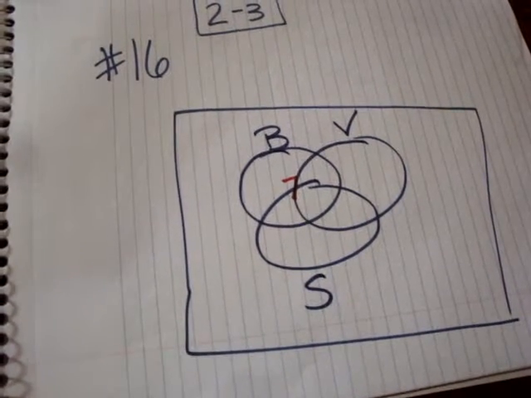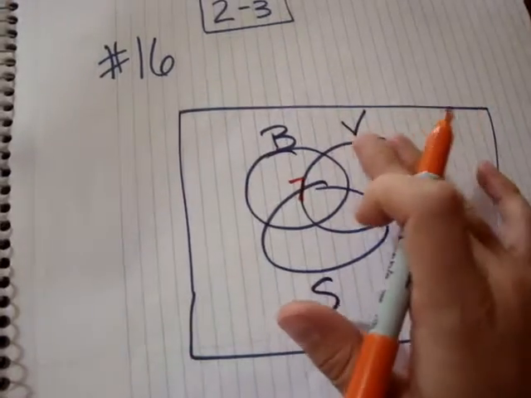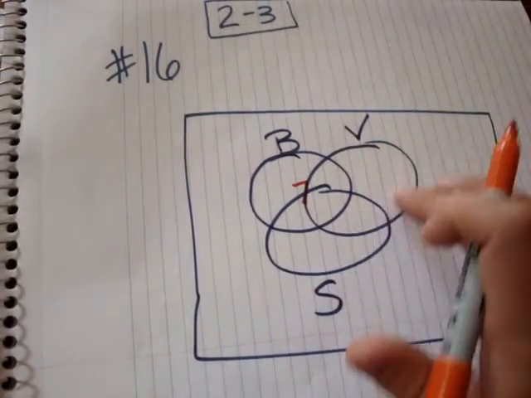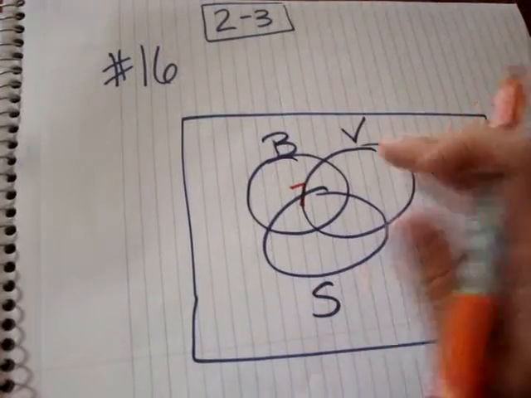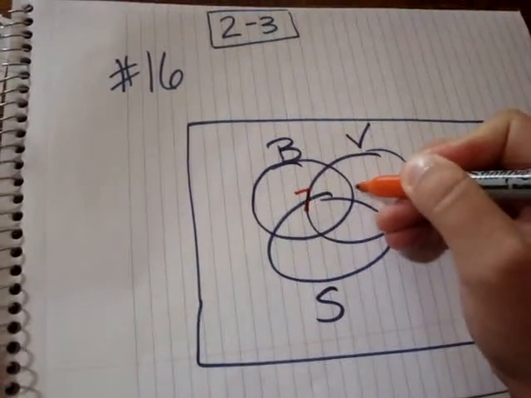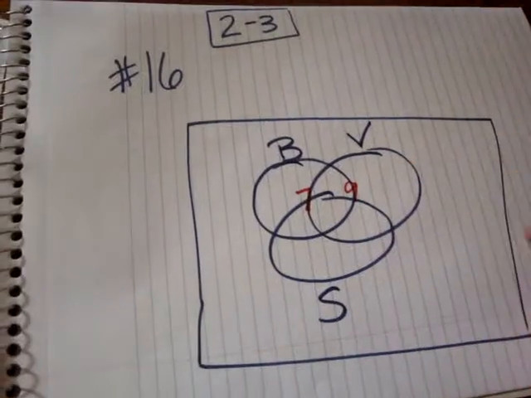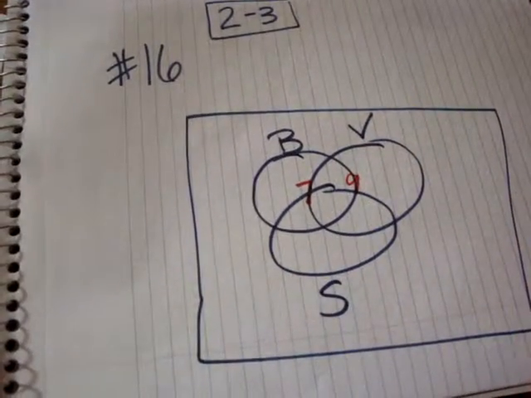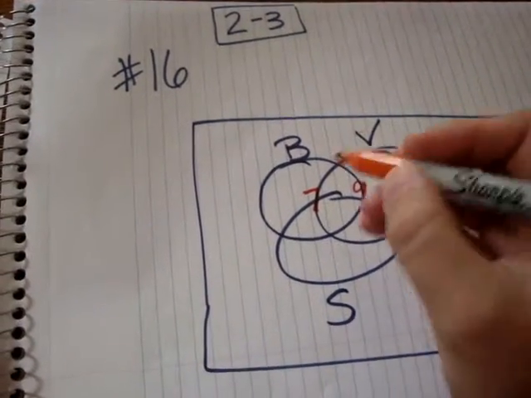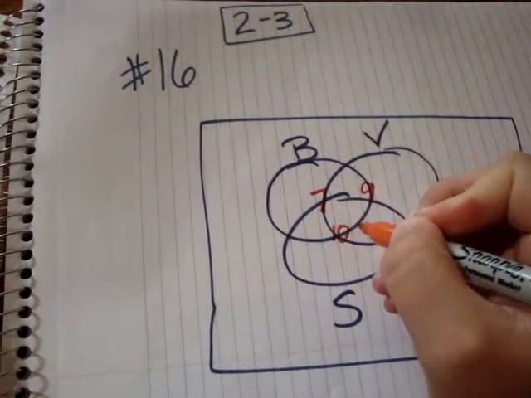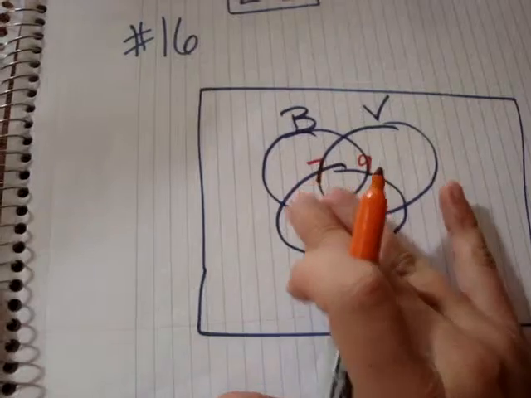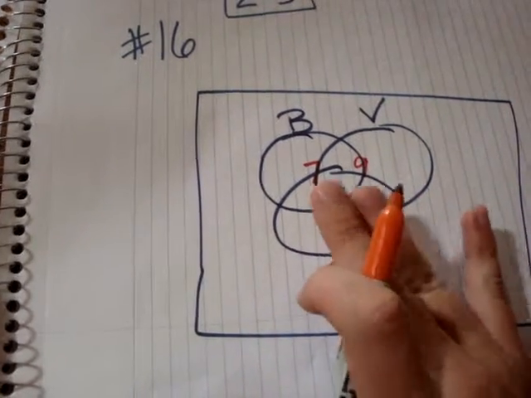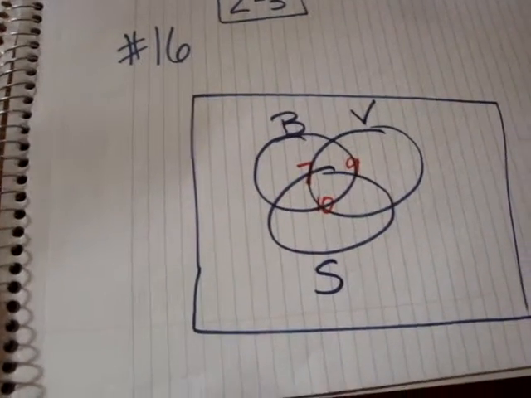Also, it says 9 played volleyball, so the same thing is true over here. This whole circle for volleyball, including all 4 of these sections, includes 9 students. So I'm going to write a 9. Again, I write it so it shows me that it intersects all of those sections. And it says 10 played soccer, so same thing here. 10 goes in this whole section. I'm not sure exactly where those 10 are going to fall into the 4 sections, but right now I just know 10 total play soccer.